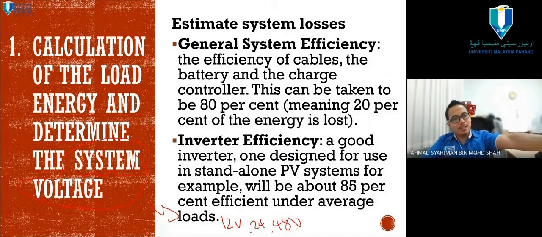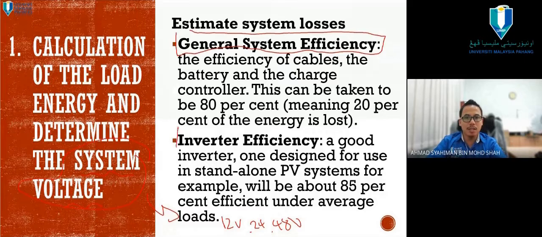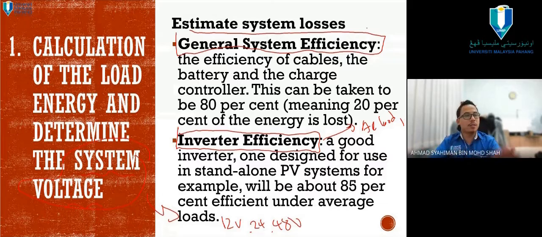But other than the DC and AC tadi tu, we need to estimate system losses. Okay, ada dua yang kita kena consider. First of all is general system efficiency. Second one is the inverter efficiency if we plan to use the AC. Ni when AC load comes, then we need to consider this. Okay, general system efficiency. Ni yang cakap tadi tu.